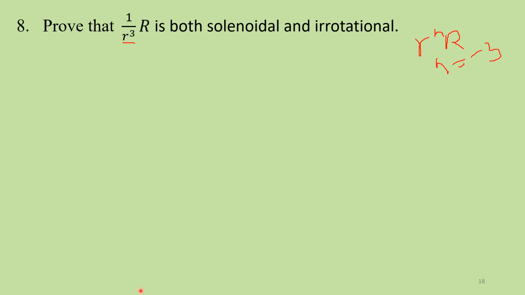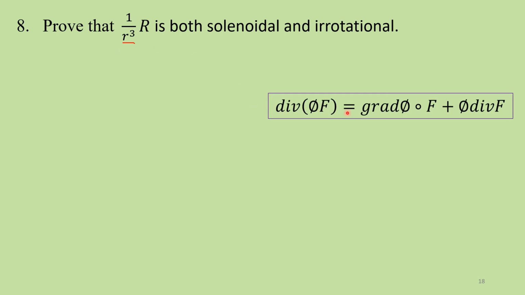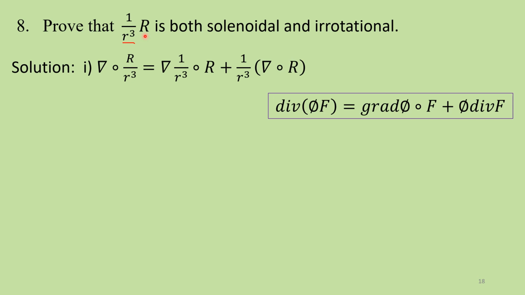Then if you want, you can first get the divergence of r^n times r, not a problem, get that result and you get n equal to minus 3. But instead of that, you can straight away take this problem by applying the same divergence of phi f, where phi is 1/r^3 and f is vector r. So the divergence of (1/r^3) r is grad(1/r^3) dot r plus (1/r^3) times divergence of r.